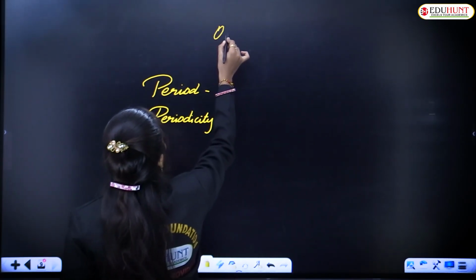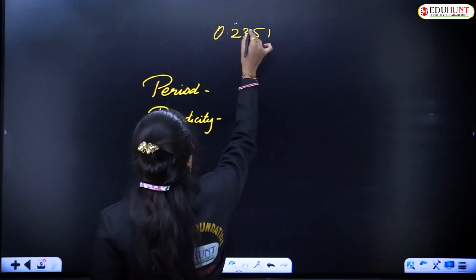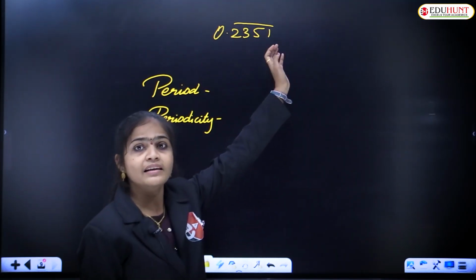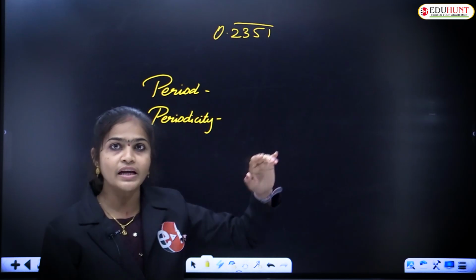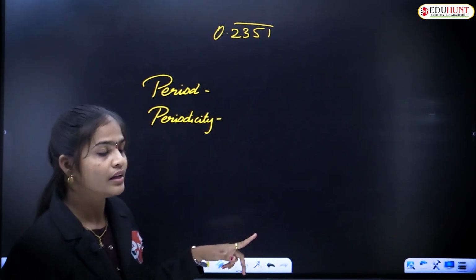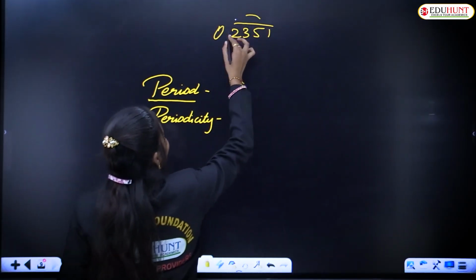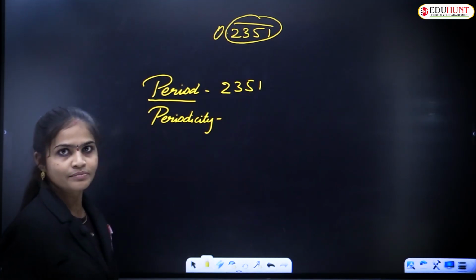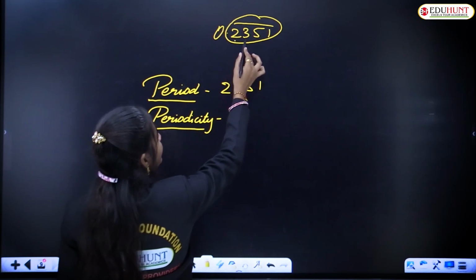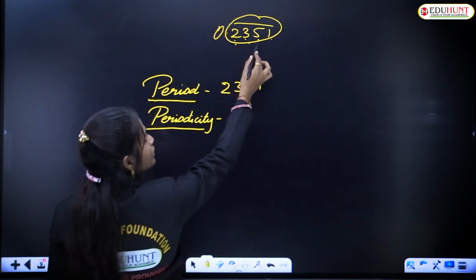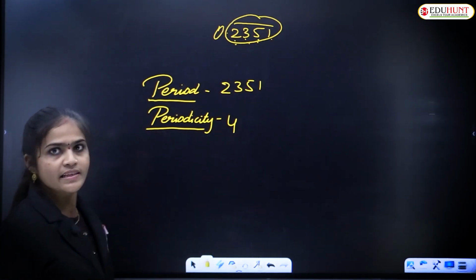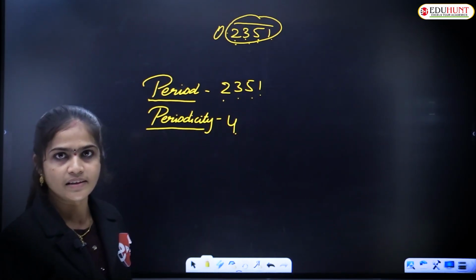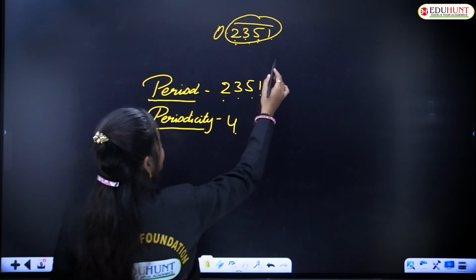So for example, 0.2351 bar. Which means 0.2351, 2351, 2351, 2351 and so on is in repetition, right? So the period, under the bar which number is there? 2351, that is the period. And periodicity means how many digits are in repetition? 1, 2, 3, 4. So this is the periodicity. Understand? How many digits are in repetition, that is the periodicity. Okay, I'll tell you one more example.